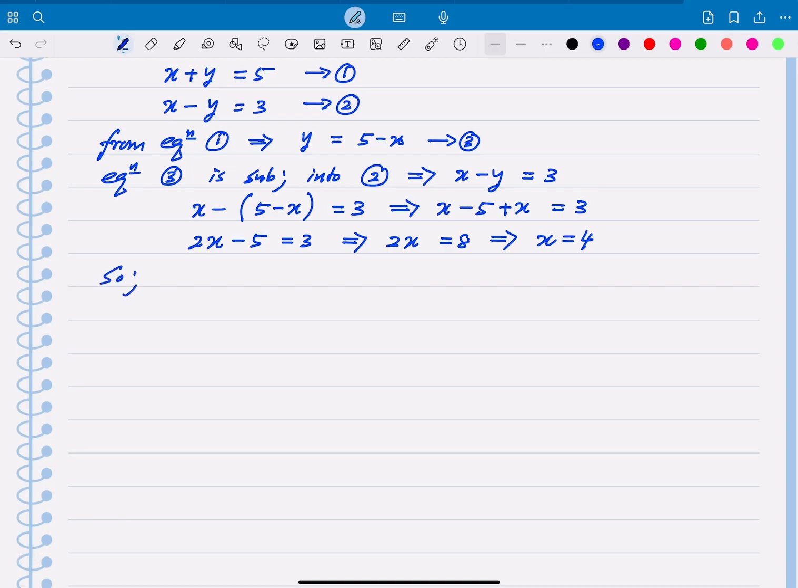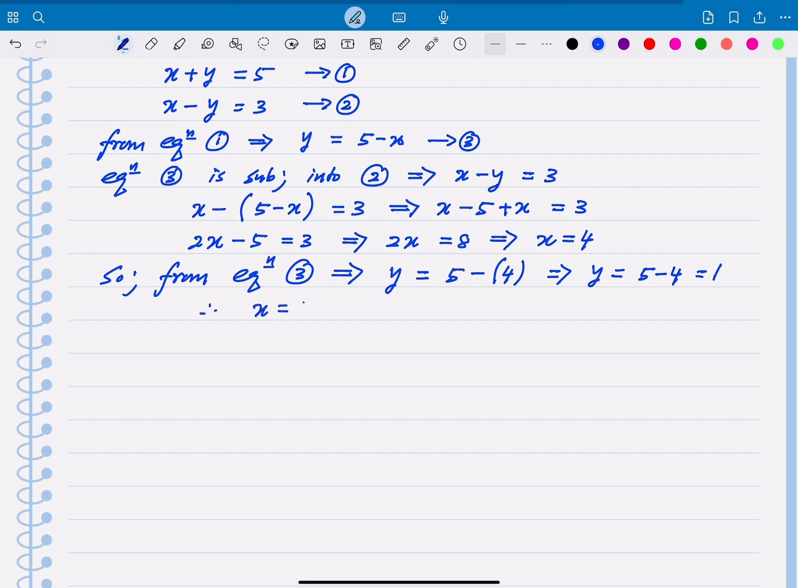So from equation number 3, what we do, y is equal to 5 minus, again substitution, it's just 4, but use a bracket. So the answer would be y is equal to 5 minus 4, which is 1. So we conclude that x is equal to 4 and y is equal to 1.